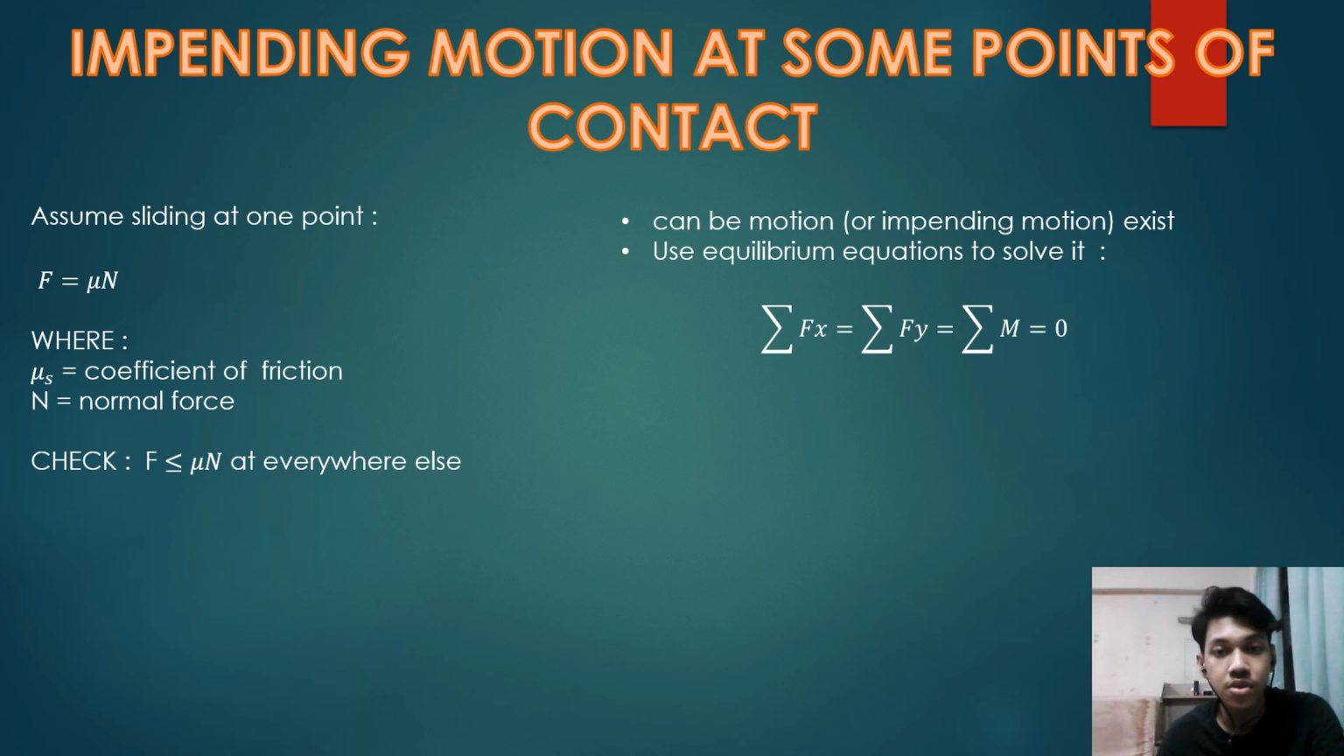Next, we also need to use the equilibrium equations to solve it, which are the summation of Fx equal to 0, the summation of Fy equal to 0, and the summation of moment equal to 0. Then after we get the answer, we must check it back using this condition. The force that we got must obey this condition at every other point. When it is obeyed, we know that the answer is correct. So let us move to the example for this kind of problem.